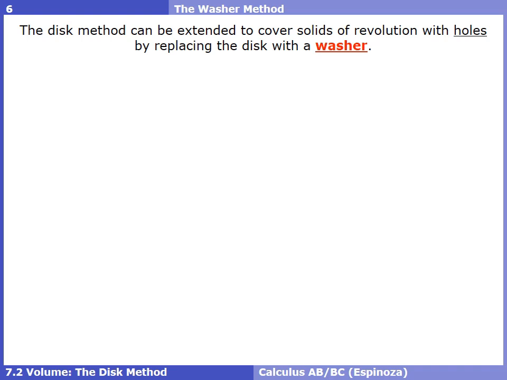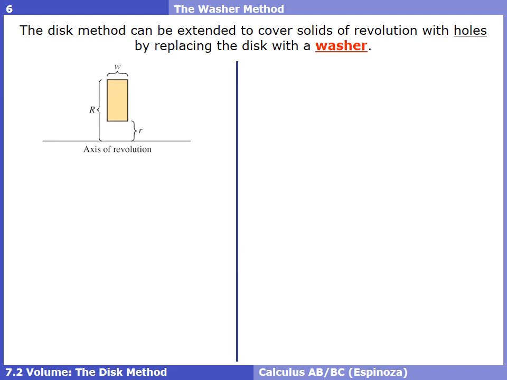The disk method can be expanded to cover solids of revolution with holes in them. We're going to replace a disk with what is called a washer. So if you're not sure what a washer is, maybe you'll be able to see it in this next picture. Just imagine from that very first slide, that rectangle in the very first slide was connected, so to speak, to the axis of revolution. But now it's not. Now it's floating above the axis of revolution.